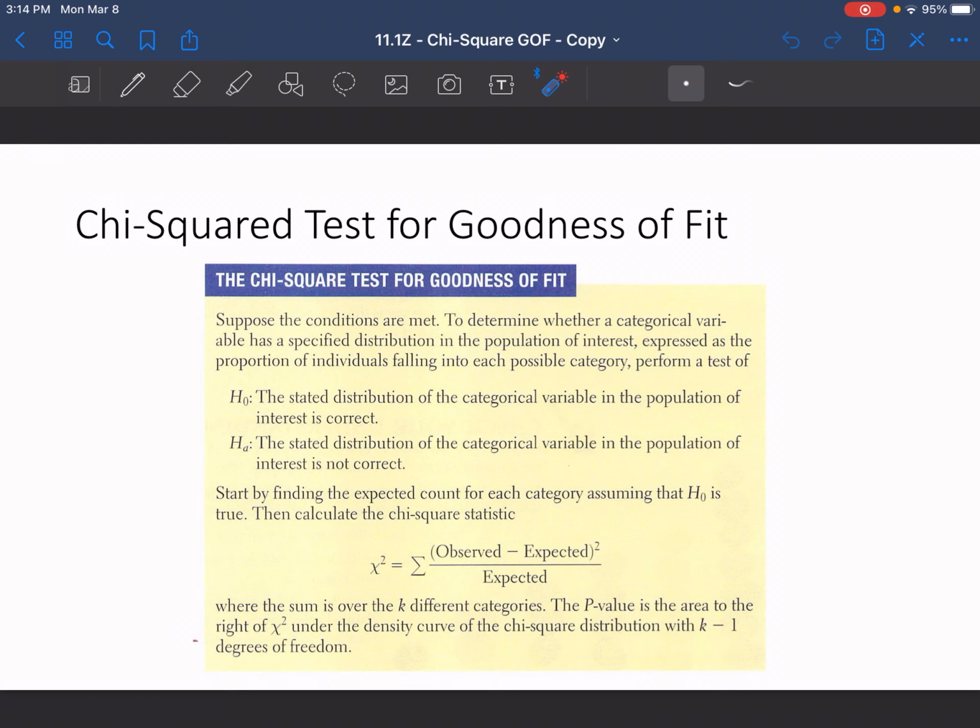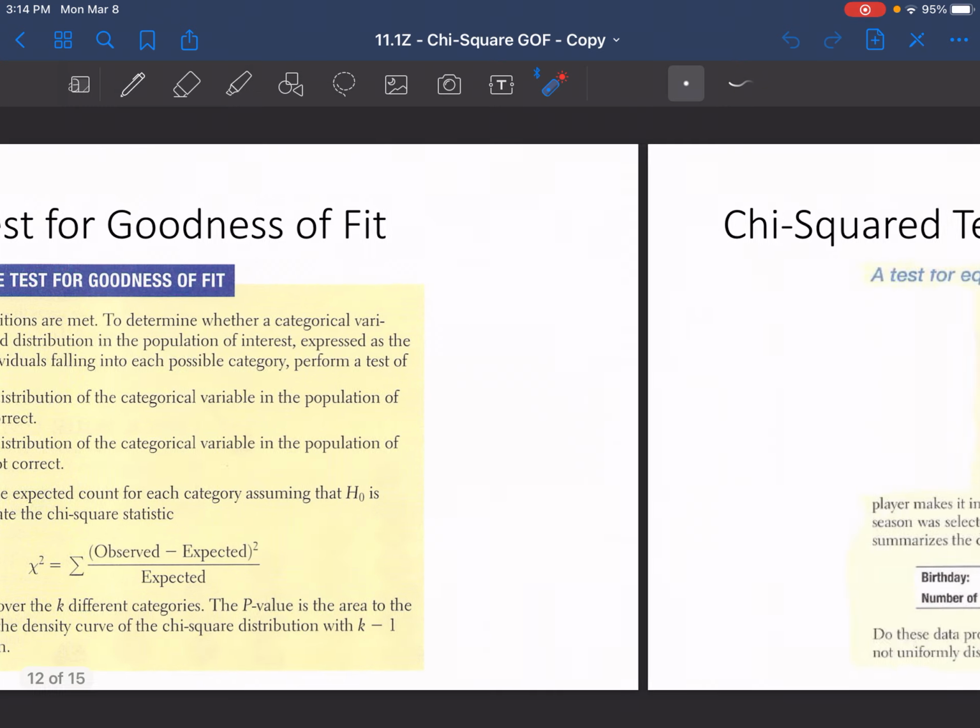So first we want to start by finding the expected count for each category, assuming that our null hypothesis is true, then calculate the chi-squared statistic. And again, we want to make sure that we calculate the chi-squared statistic as well as our p-value, which is the area to the right of the chi-squared under the density curve of the chi-squared distribution with k-1 degrees of freedom in this case.